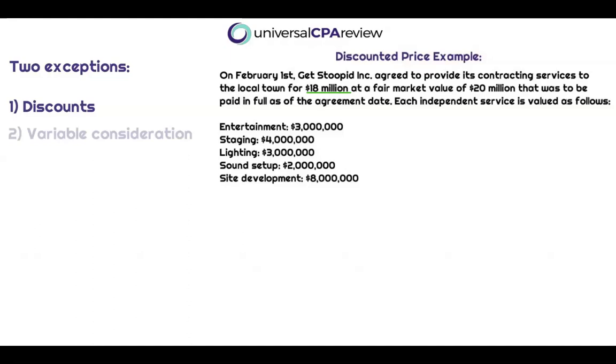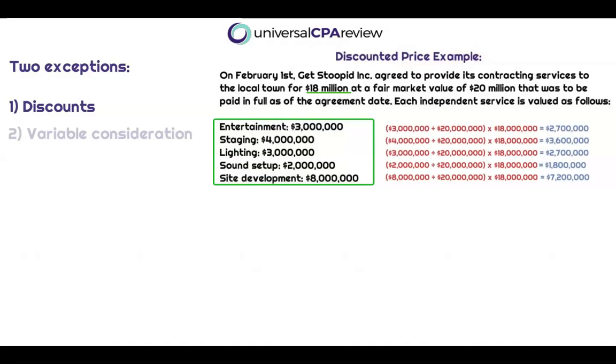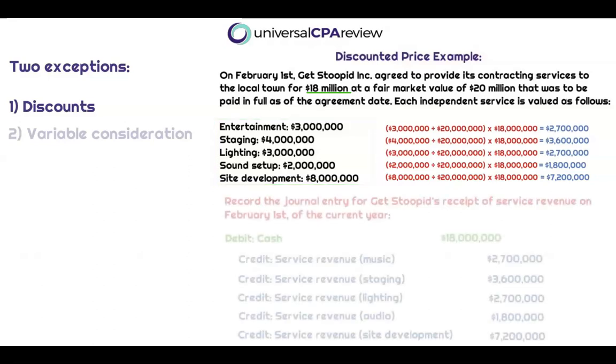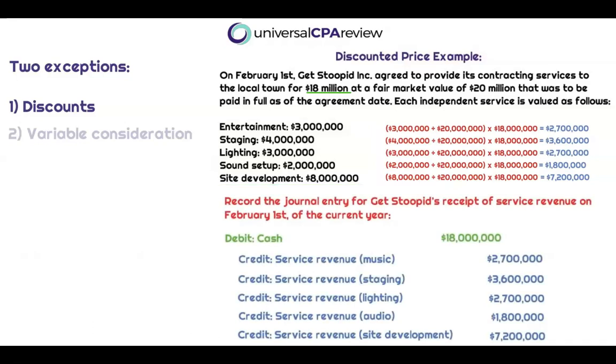So what we need to do is we need to allocate that $2 million discount proportionally to each obligation within the contract. So for example, the entertainment makes up 15% of the total obligation, the staging 20%, another 15% to the lighting, audio is allocated 10%, and site development makes up 40% of the entire obligation. Okay, so therefore, the $2 million discount would be allocated respectively and recorded for financial reporting purposes based on these percentages. Okay, so if we were to record the journal entry for Get Stupid's receipt of service revenue on February 1st of the current year, we would debit the cash for $18 million, right, the proceeds received.